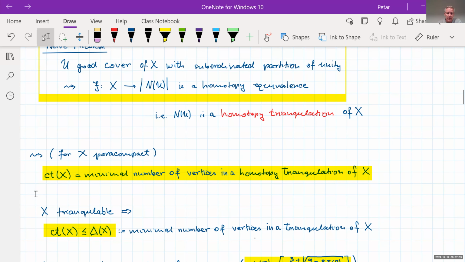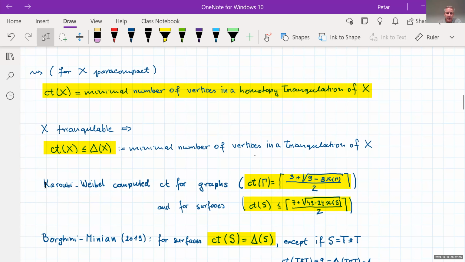Some starting computations were already done in the initial paper by Karoubi and Weibel. They computed precisely the covering type for graphs, and you get something like this. The covering type of a graph is the expression 3 plus the square root of 9 minus 8 times the Euler characteristic of the graph, halved, and then you round this up to the first integer that is bigger than that.